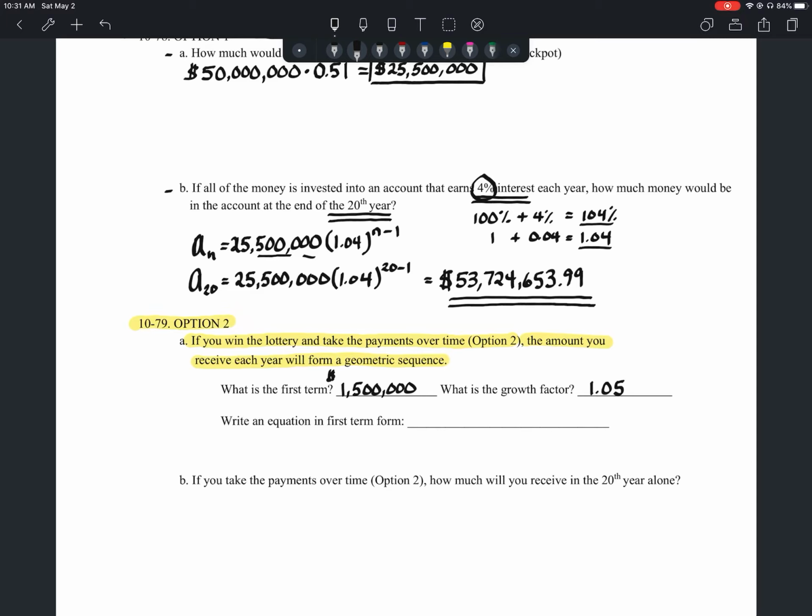Okay, so our last part here says write an equation in first term form. So we're going to write out an nth term equation for this, similar to what we did in part B in the previous problem. So we're going to say A sub n should equal our first payment, which is 1,500,000, times 1.05 raised to the power of n minus 1.